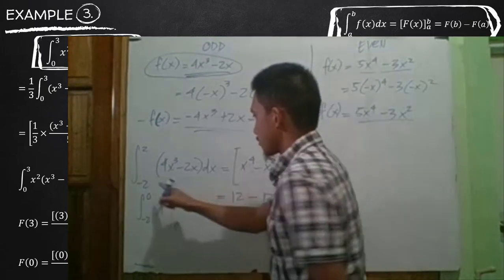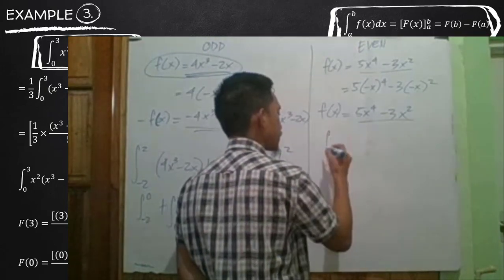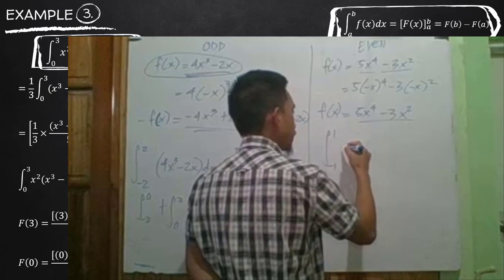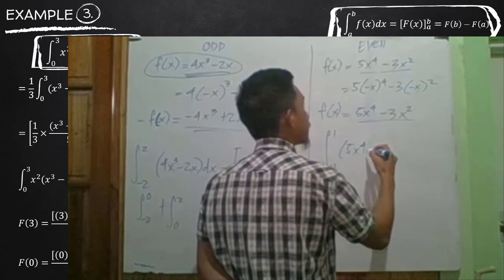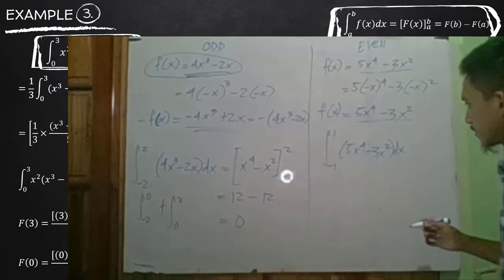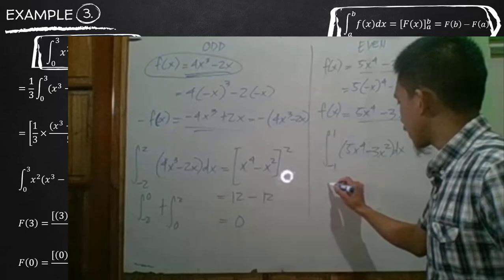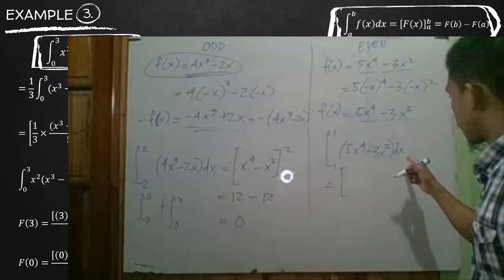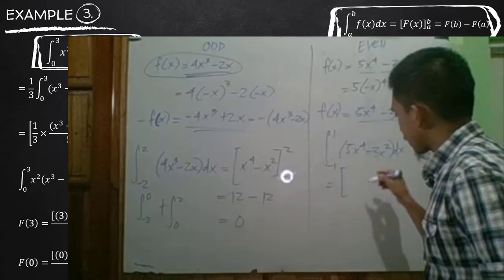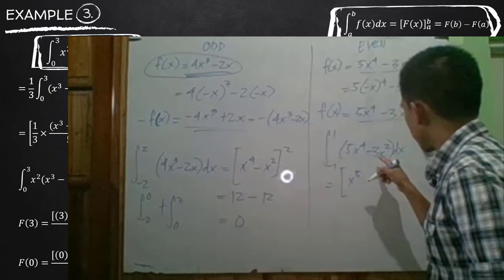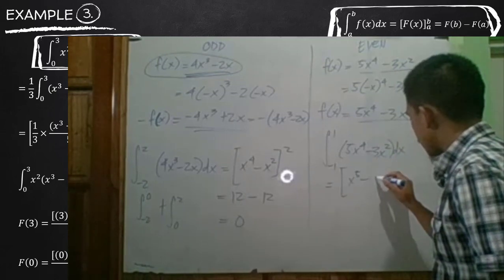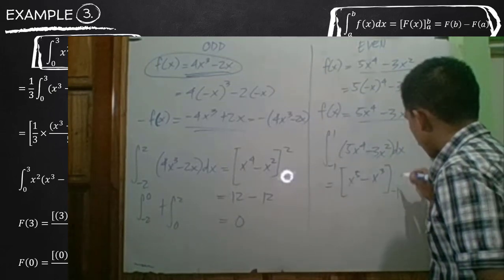Okay, let's use the same, or let's say 1. Negative 1 to 1 of 5x to the 4 minus 3x squared dx. So integrating this one, n plus 1 over n plus 1. So 5x raised to 5 all over 5. So 5 cancels, you will have x raised to 5. And then minus 3x, n plus 1 is 3 all over 3. So 3 cancels, you will have x cubed, from negative 1 to 1.